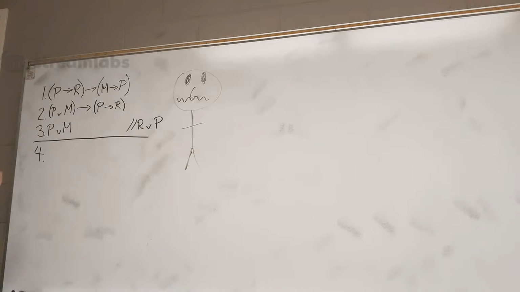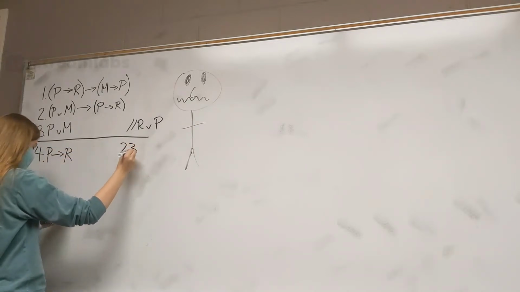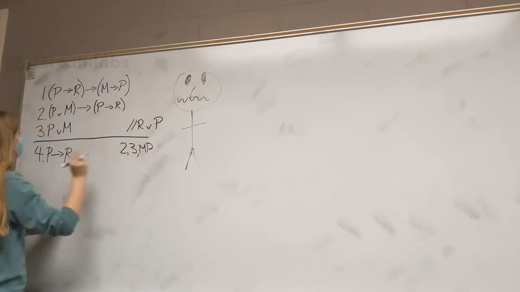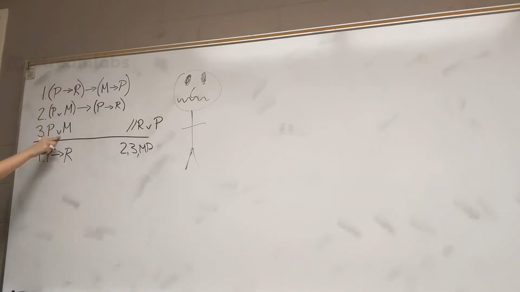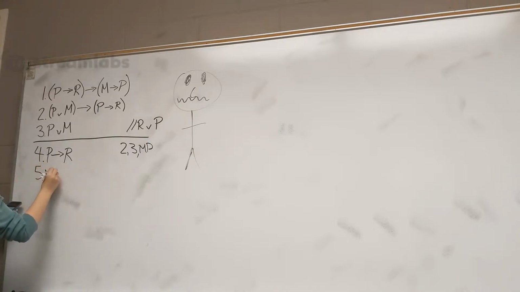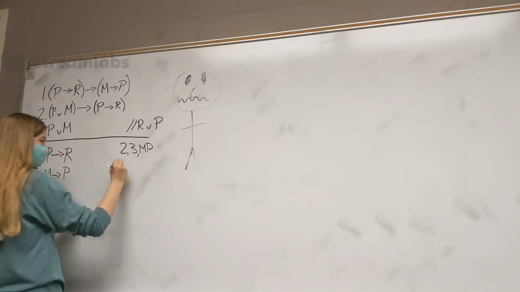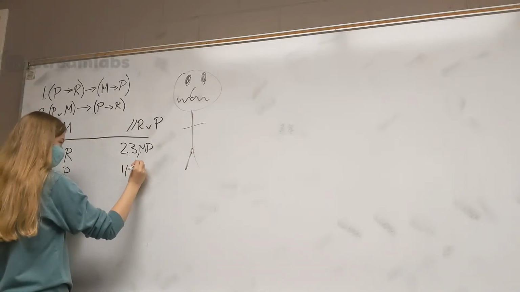All right, before I solve it, any guesses how many steps there are? 12? 7? We're thinking 10, 7, somewhere there? All right. So first we're going to do P to R, and we get that from 2, 3 modus ponens. So we've been given P or M, and since that's true, therefore we have P then R, which is number 4. Pretty easy.